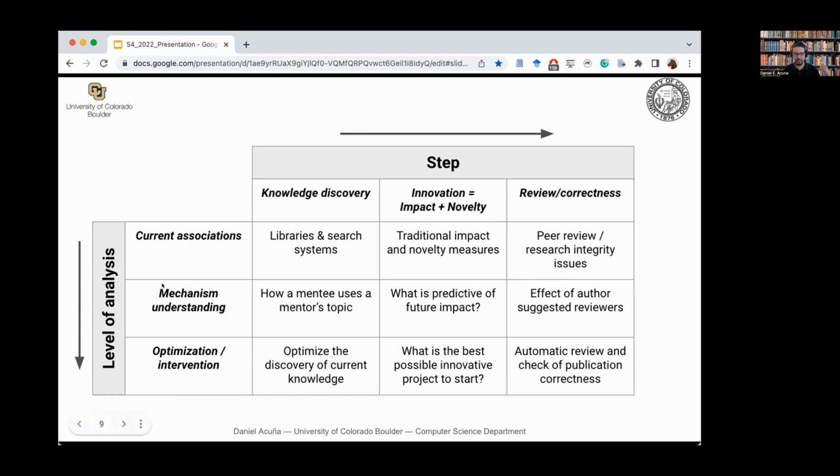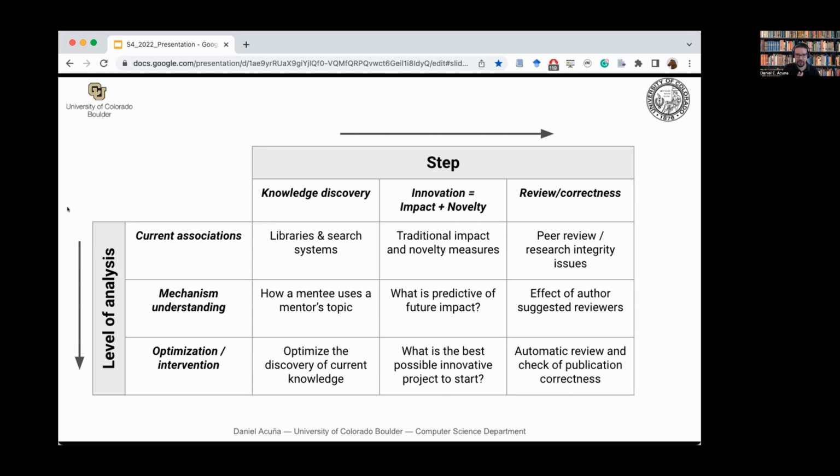And then I'm also trying to see, okay, what are the mechanisms? What are the causal relationships between these things? I'm trying to use causal inference to establish, okay, if you do this, then that causally affects the outcome of any of these steps.